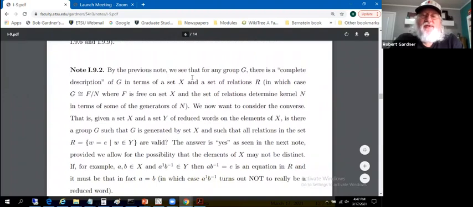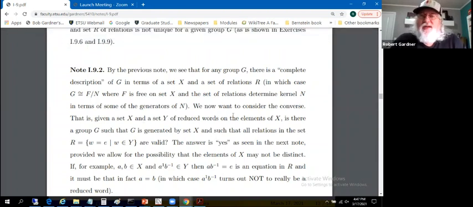By the previous note, we see that for any group G, there's a complete description of G in terms of set X and a set of relations. In fact, what we get, with the relations determining the normal subgroup, is G isomorphic to the free group mod that normal subgroup N. F is free on set X, and the set of relations determine the kernel N in terms of some of the generators.